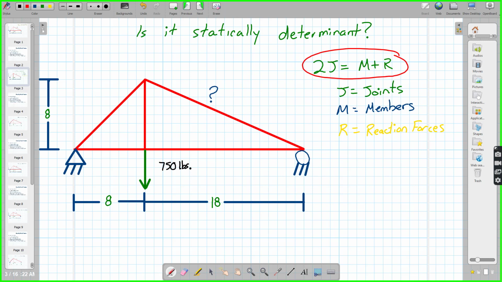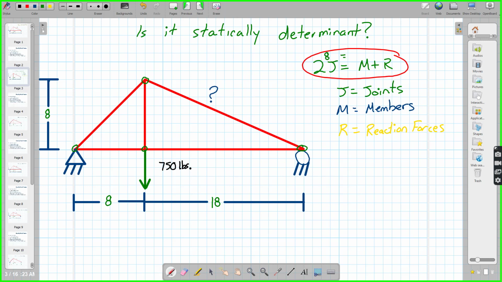J equals the joints. So let's circle those. So right here I've got one joint, 2, 3, and over here 4. A joint is basically where all the members meet up, right? So on the left side of this equation, I have an 8.